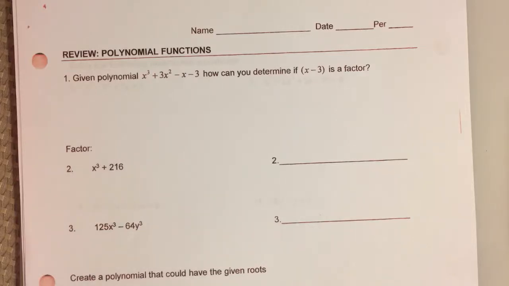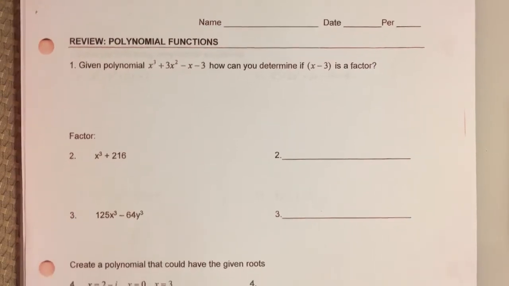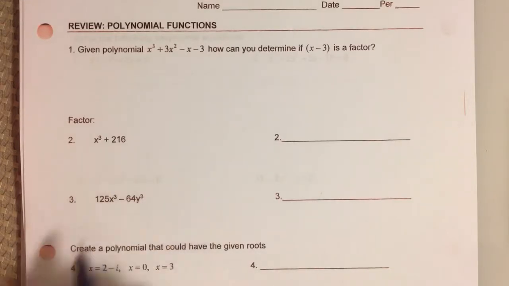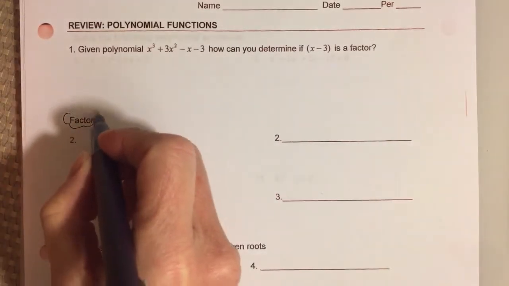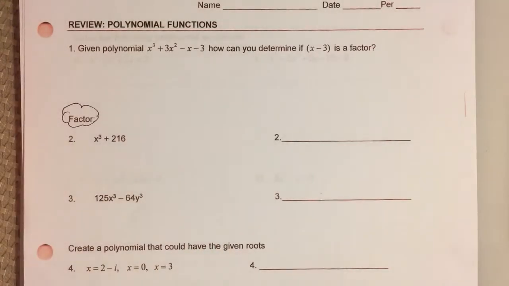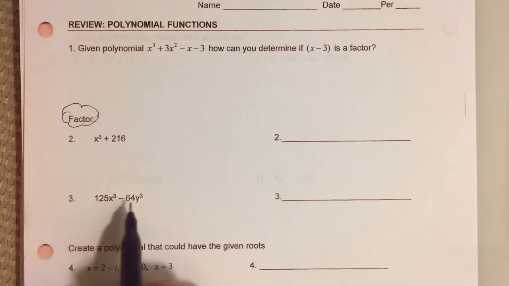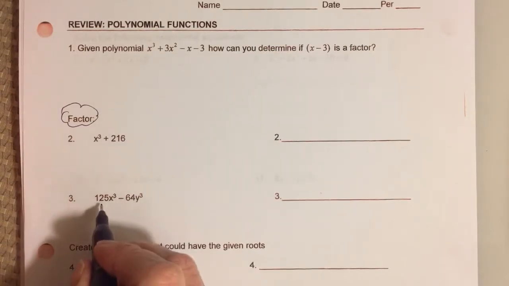I'm going to be doing some of the problems from our review number 2 for our Unit 4 polynomial test with you. So first, I want to look at number 3. Number 3, the directions just say to factor. So I will not be solving this, I'm just factoring it. It is the difference of two cubes.